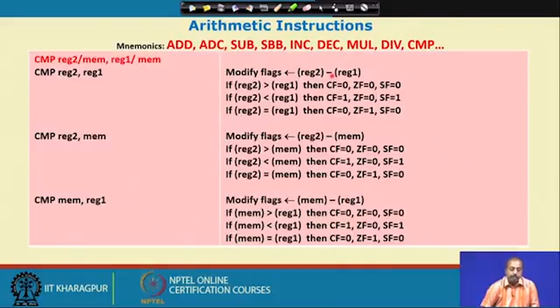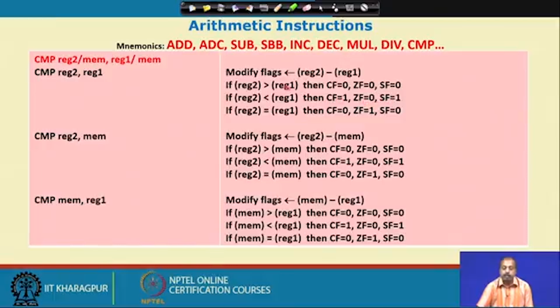Then we have the comparison instruction. This comparison instruction will compare two registers or one register with a memory location. But you cannot have both the operands as memory. That is not possible. The flags will be modified, like compare register 2 comma register 1. The modified flags will depend on the value of register 2 minus register 1. If register 2 is greater than register 1, then carry flag will be 0, zero flag will be 0 and sign flag will also be 0. If register 2 is less than register 1, in that case carry flag is 1, zero flag is 0 and the sign flag is 1.